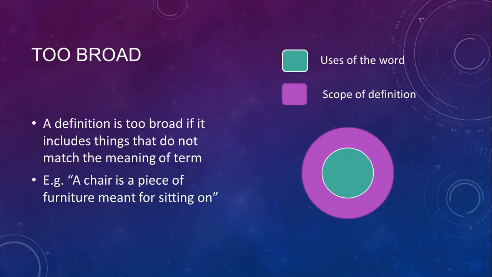Too broad is what happens when a definition includes things that do not match the meaning of the term. So "a chair is a piece of furniture meant for sitting on" includes things that are not chairs, doesn't it? There are things that are meant for sitting on that aren't chairs. There are benches, there are ottomans, there are stools. And this definition includes all the chairs. All the chairs are things that are for sitting on, right? I suppose there might even be chairs that aren't for sitting on. But generally speaking, chairs are for sitting on, but also lots of other things are for sitting on, and therefore this definition includes too many things, and in that sense is too broad.